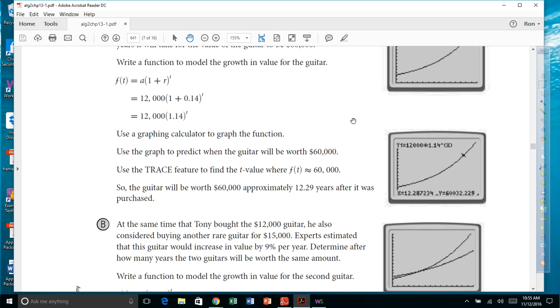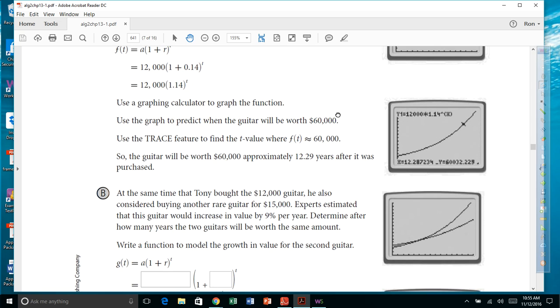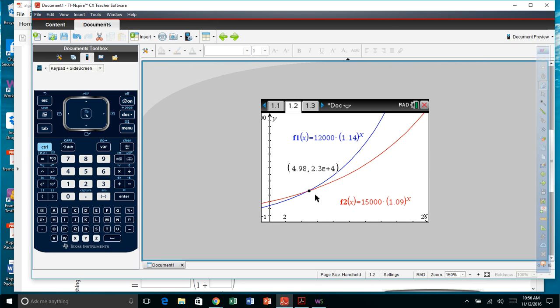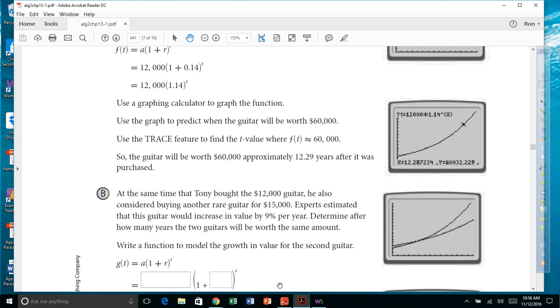Use a graphing calculator to graph the function. Okay, let's see here. Just so happens I did that. So 12,000, 1.14, and that's this blue one in here. It crosses just like that. Looks pretty cool, doesn't it? And then what did it say? Let's go on. Use the graph to predict when the guitar will be worth $60,000.